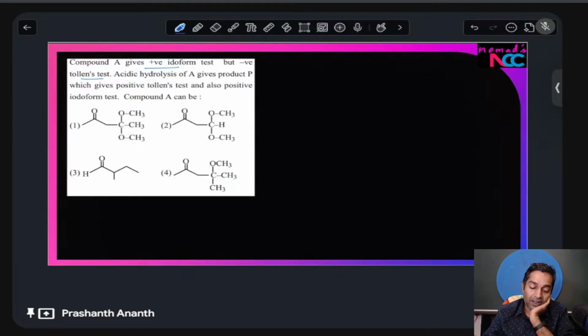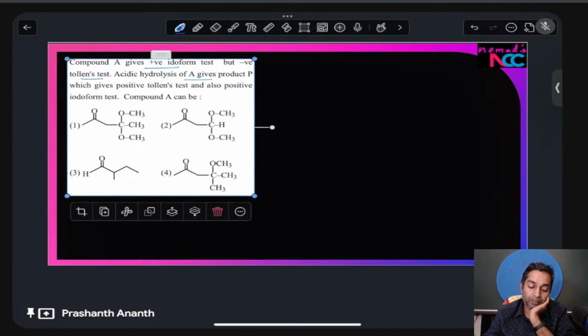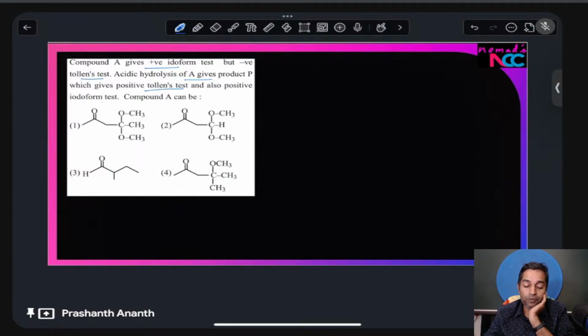Acidic hydrolysis of A gives product P, which gives a positive Tollens test and also a positive iodoform test. Compound A can be... So in this case, we'll have to perform the hydrolysis of each of these and check. This is an aldehyde. Option 3 doesn't seem sensible, mainly because hydrolysis of A doesn't do anything there. So I would not go for option C tentatively, but we'll check the remaining three and then come back to option C.